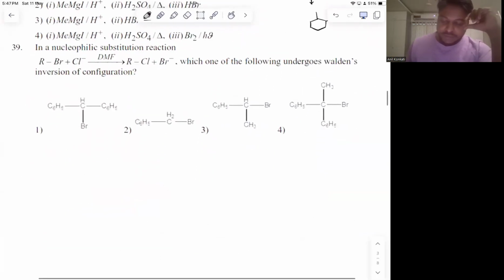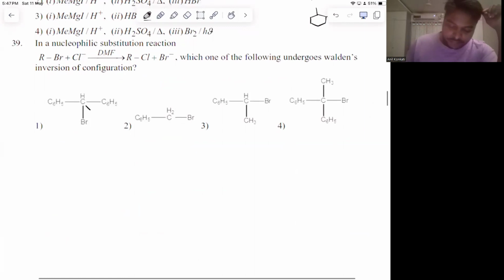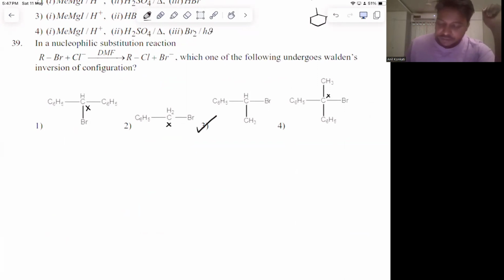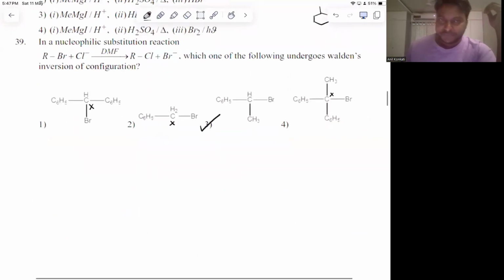Next one. Which of the following undergoes Walden's inversion? For Walden's inversion to happen, it should have a chiral center. First one does not have a chiral center. Second one does not have. Third one has chiral center. Fourth one does not have any chiral center. So answer was very simple here. It was based on a chiral center.